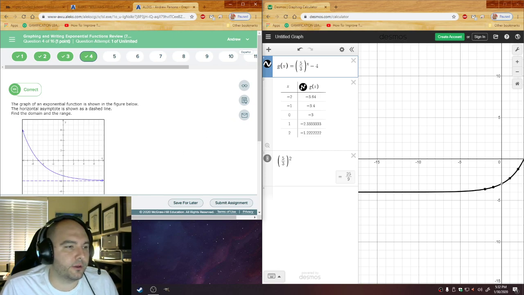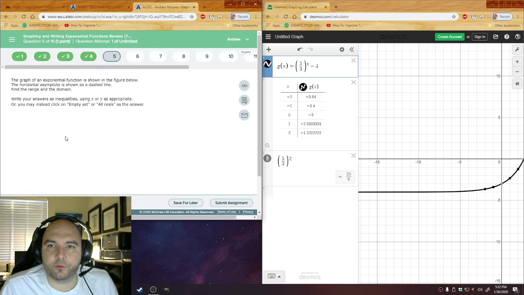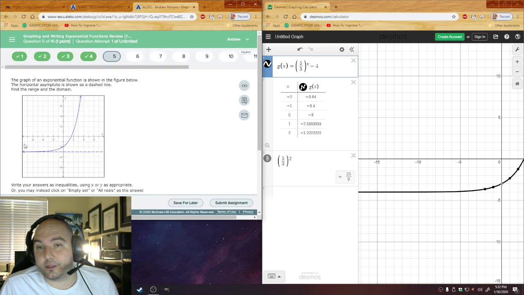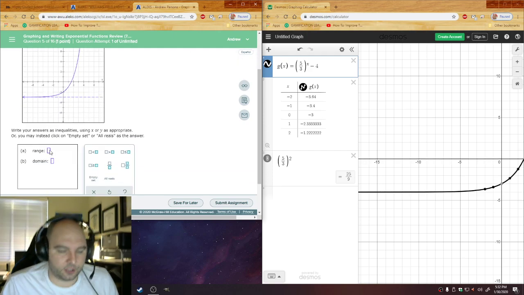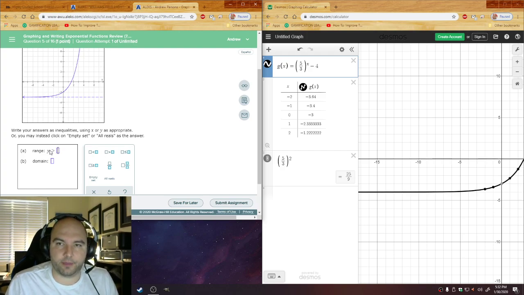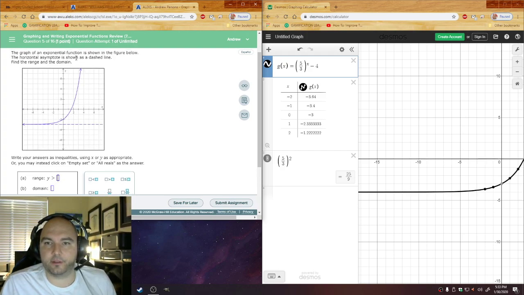Okay, let's see another one of those. Hopefully this one's the other way around. Nope. Now this is curving upwards, but it's still above, so I can tell it's going to be... here, let's just start with the range. Y is greater than, right, because it was above the line, -3. And again, the domain is all real numbers.